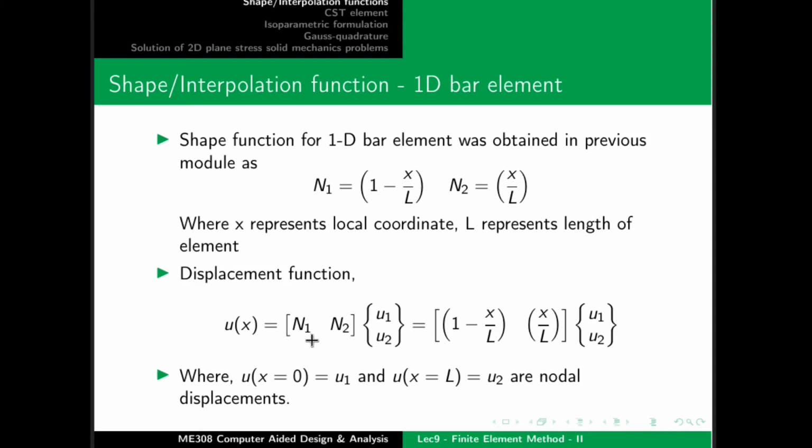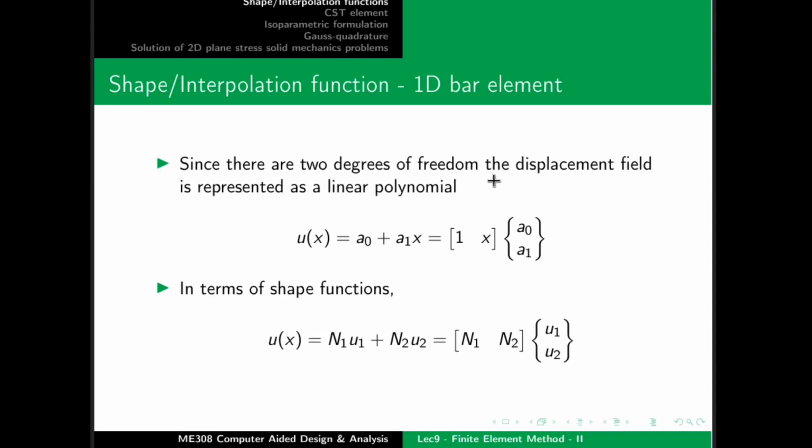Similarly, the displacement function can be represented in terms of shape functions like this. So we have here 1 minus x by L, that is shape function N1, and N2 is x by L. Again we have a column vector of nodal displacements u1 and u2, where u1 is the displacement at the first node, that is at x equal to 0, and u2 is the displacement at the second node, that is x equal to L. So now we are going to develop a systematic procedure for deriving shape functions.